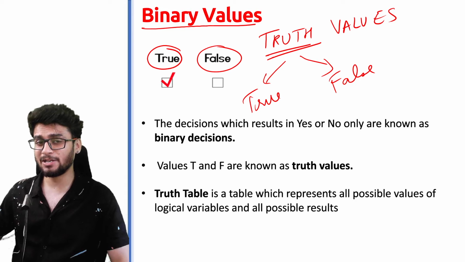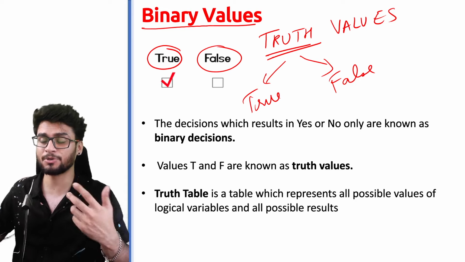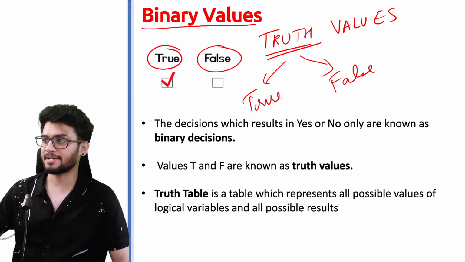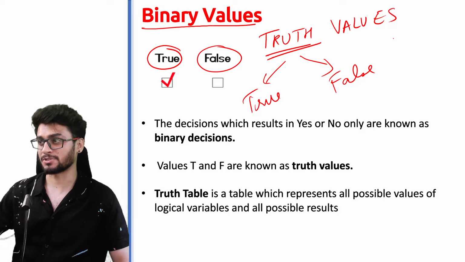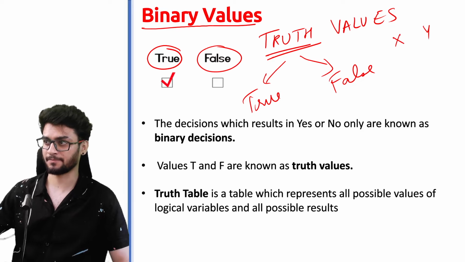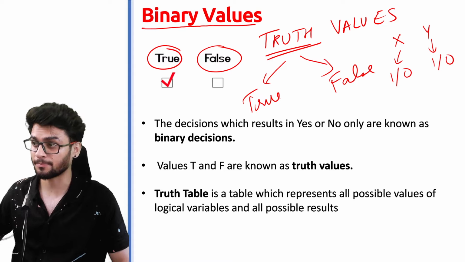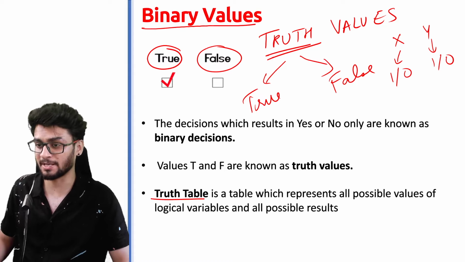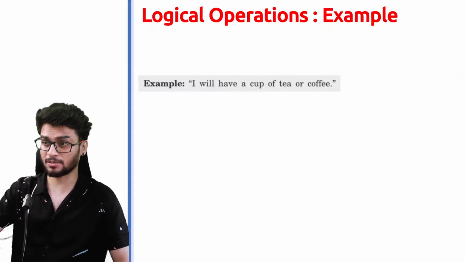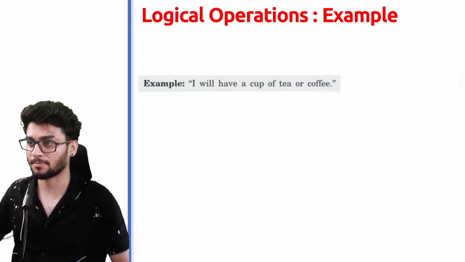Now for any logical statement, there can be multiple permutations and combinations. हो सकता है मेरे पास दो values हैं, x and y. ठीक है? So x की value हो सकती है 1 और 0 and y की हो सकती है 1 और 0. Now when we arrange these values in a tabular form, हम लोग उसको बोलते हैं truth table. So let's try to construct a truth table based on this example.